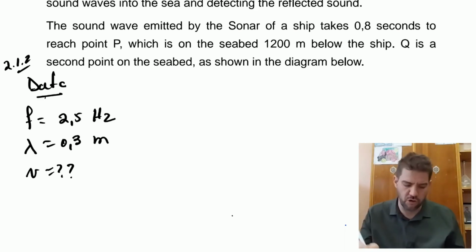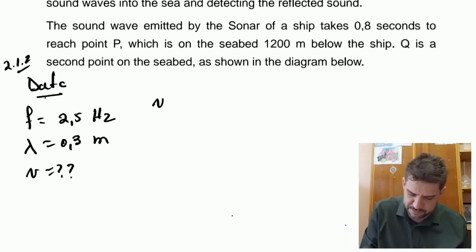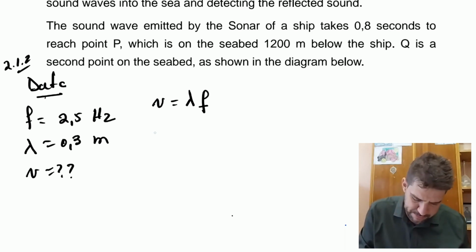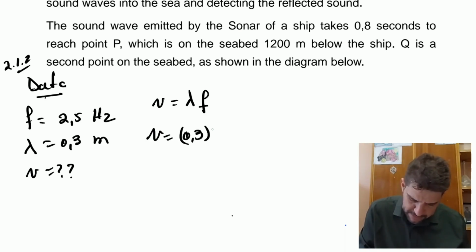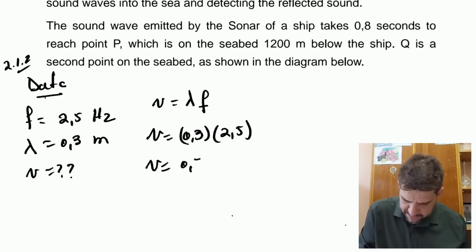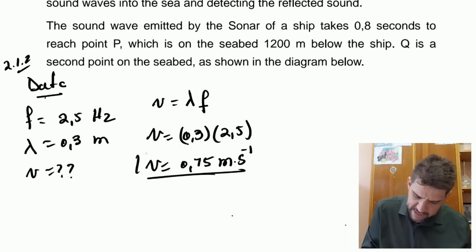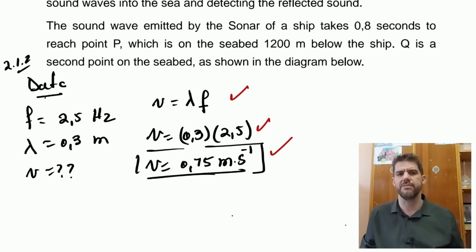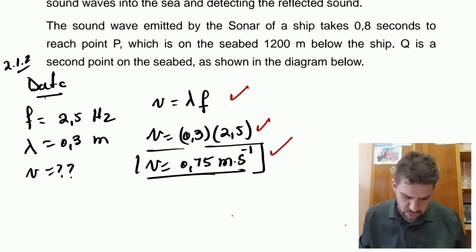Straightforward. If you go to the formulas that they give you at the end of the exam, you'll get that speed is equal to wavelength multiplied by frequency. Straightforward, guys. Speed is equal to 0.3 multiplied by 2.5. The speed is going to be, let me just, 0.3 times 2.5, 0.75 meters per second. That is the answer. If you answer this first question, then you already get 1, 2, and 3 marks. It's quite simple. The next question may be tricky.